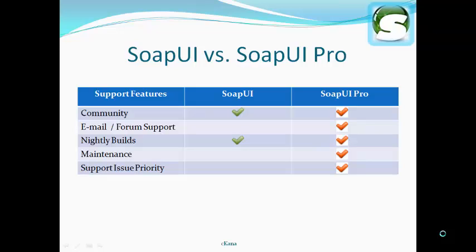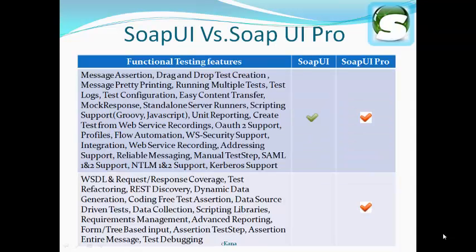The SOAP UI Pro provides all of the listed support features. The email form support, the maintenance, and the support issue priority are missing from SOAP UI. As far as the functional testing features are concerned, there's a wide range of features that are available in SOAP UI Pro and that are missing in SOAP UI.